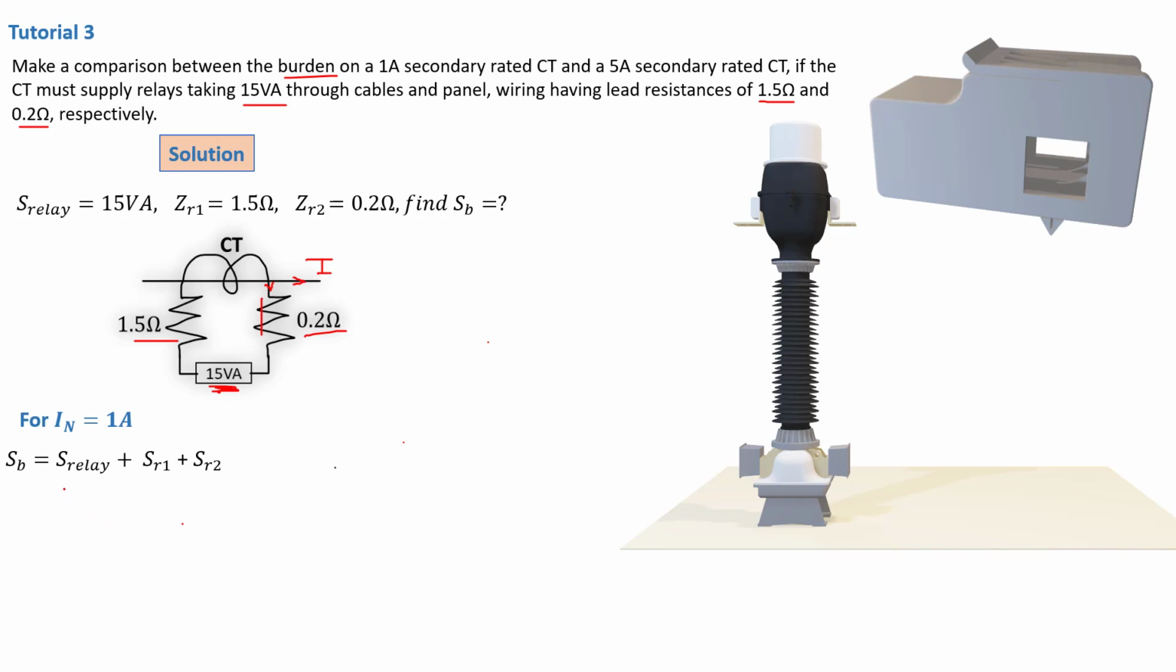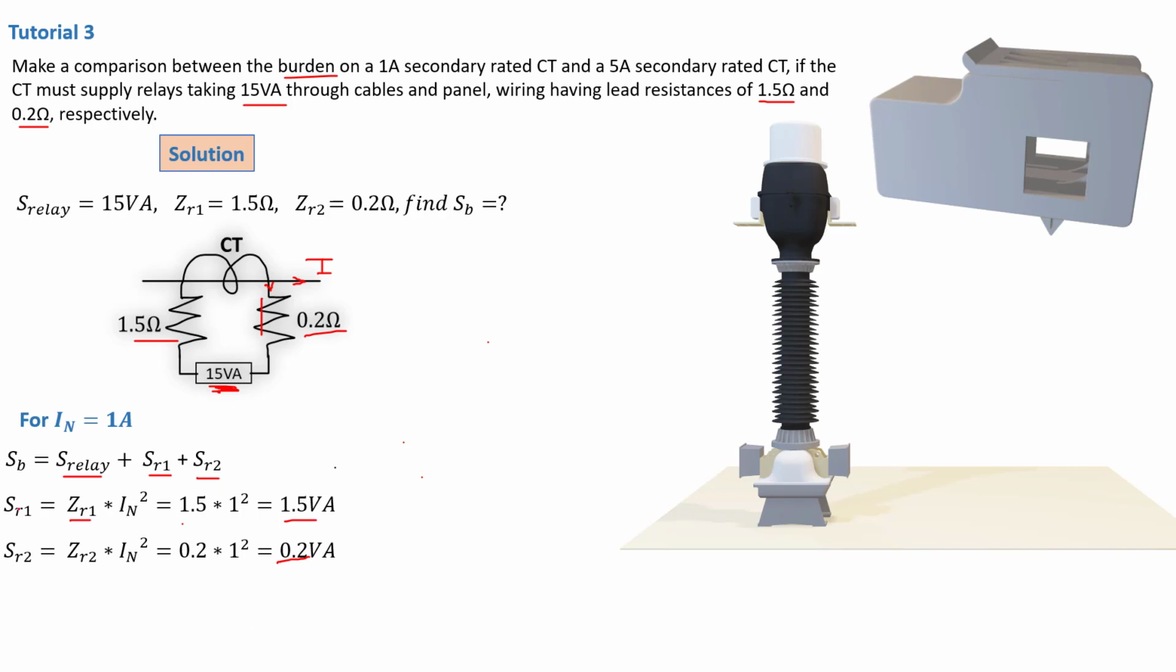Okay, so what do we know? We have already the S of the relay, that is 15 VA. Now we need the S of resistor 1 and resistor 2. That is going to be very easy. So S of resistor 1 is going to be given by the impedance of resistor 1 times the current squared. That's basically the power formula, and that gives us 1.5 VA. We move on to the second one, the same thing, and it gives us 0.2 VA.